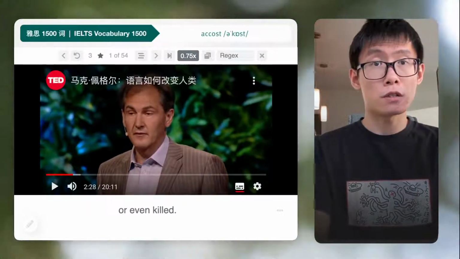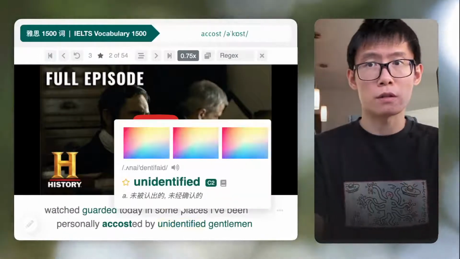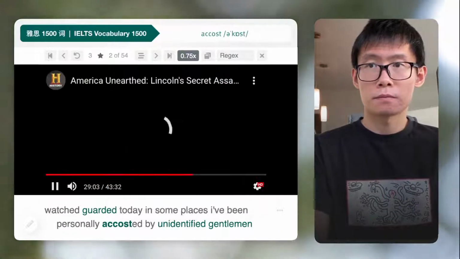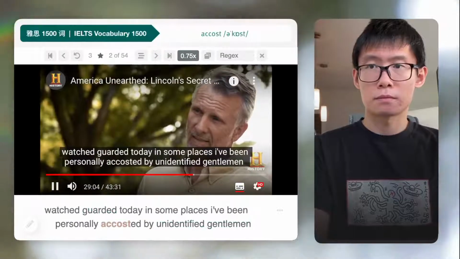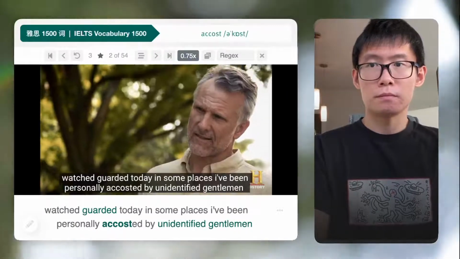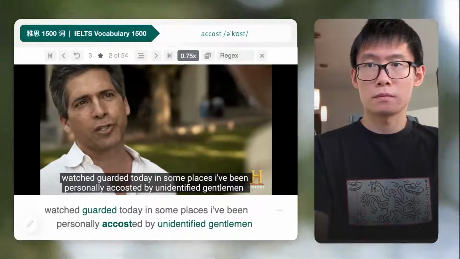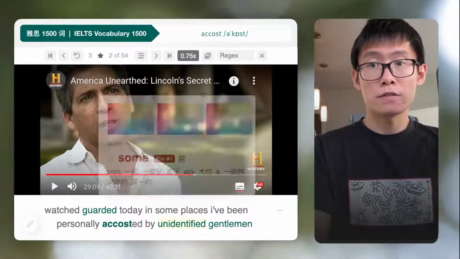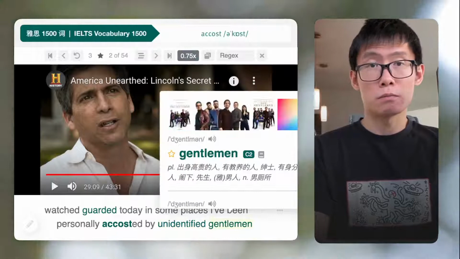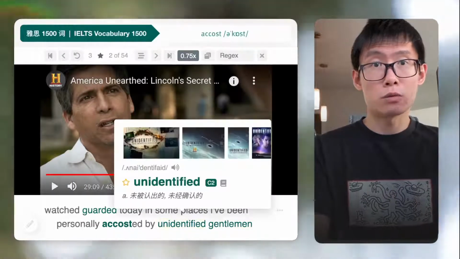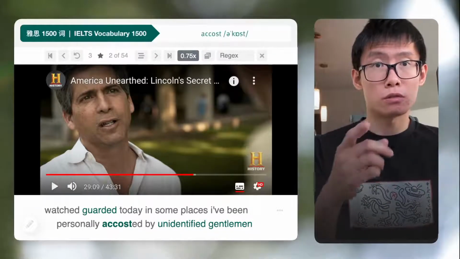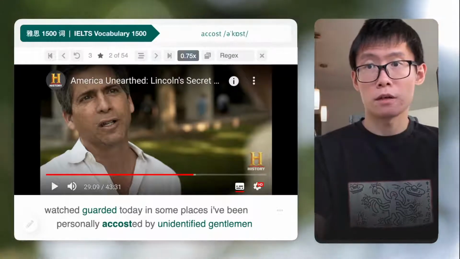Right, so accost is to approach very aggressively. That's accost. It's being watched, guarded today. In some places, I've been personally accosted by unidentified gentlemen. Right, some unidentified gentleman 某个不认识的人然后他突然去找他突然去跟他去说话说你干嘛呢这是 accost.